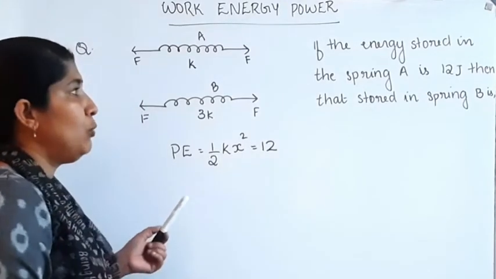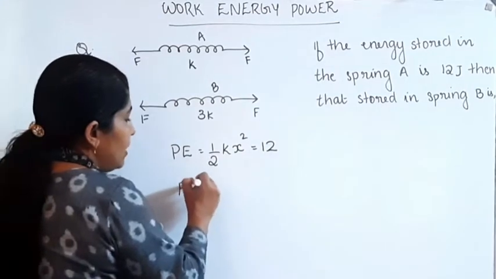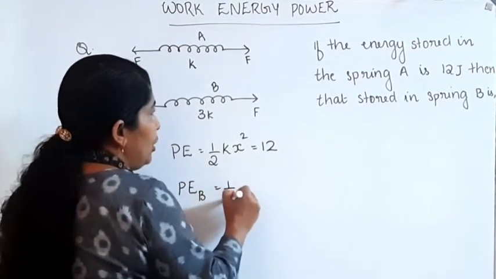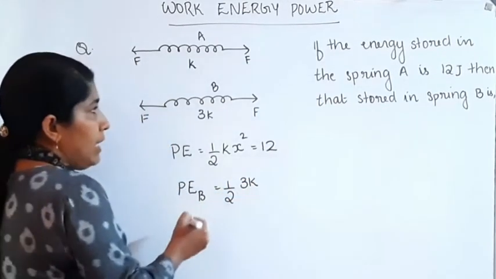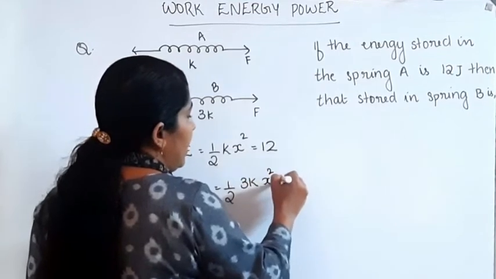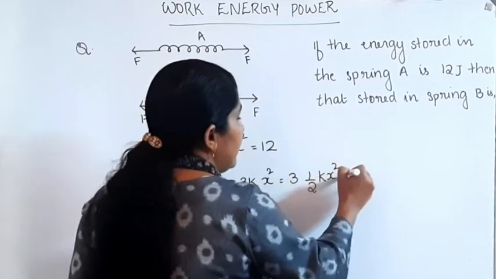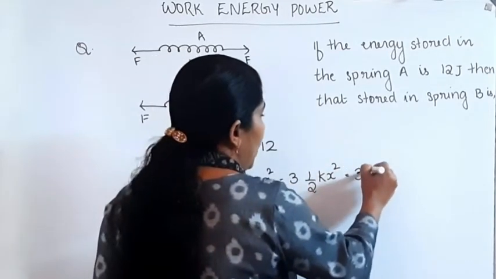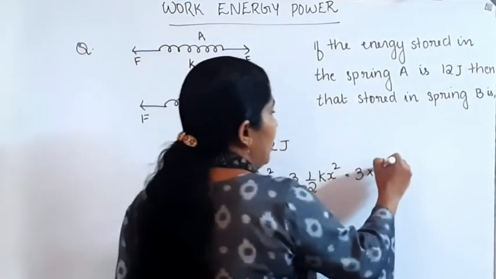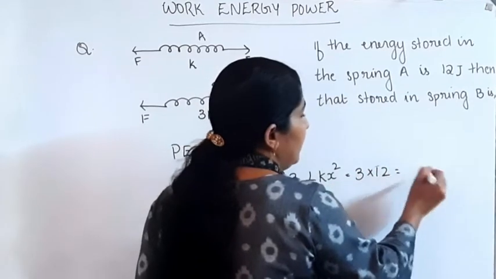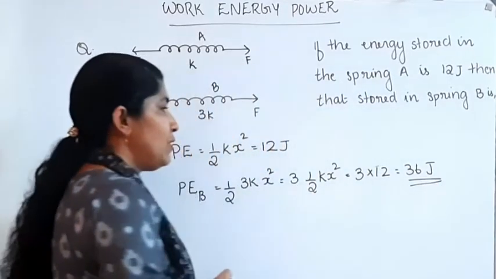Then what about the energy stored in the spring B? The potential energy stored in spring B is equal to half into 3k into x square, where 3k is the spring constant. That's equal to 3 times half kx square. Half kx square is equal to 12 joule. Then 12 times 3 is equal to 36. 36 joule is the energy stored in the spring B.